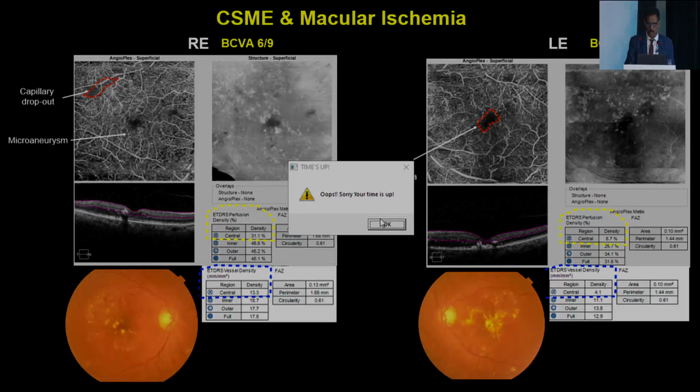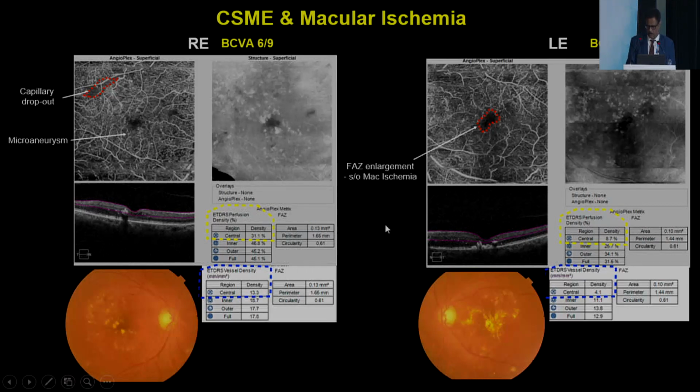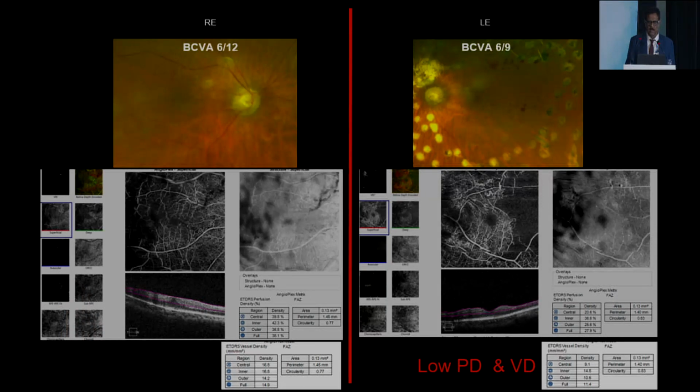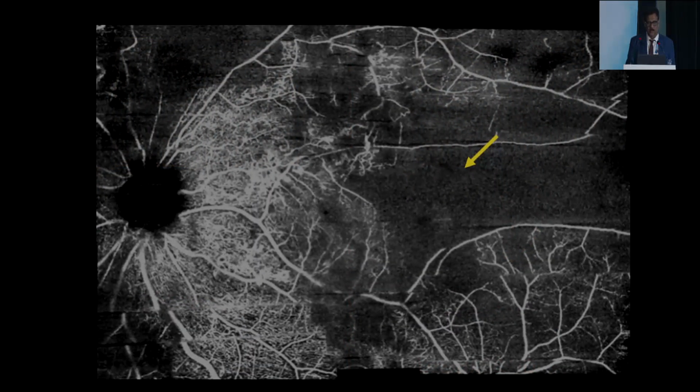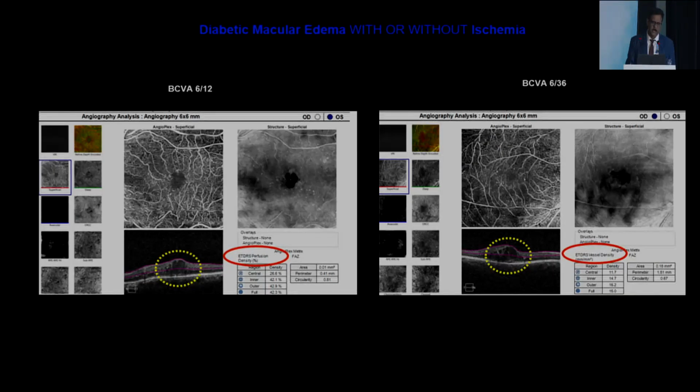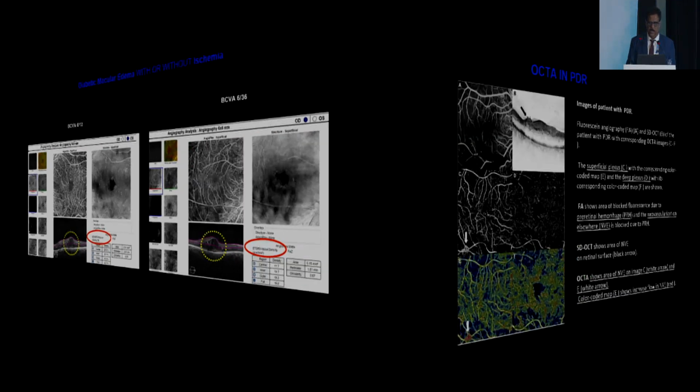Coming to another very interesting picture where left eye vision is quite good, but you can see the perifoveal large capillary dropout. If you take a montage picture, you can get it by a 6x6 or 8x8 millimeter scan, but the fovea is just spared. This is another scan where you can see evidence of macular ischemia because of the low vessel density in the left eye.